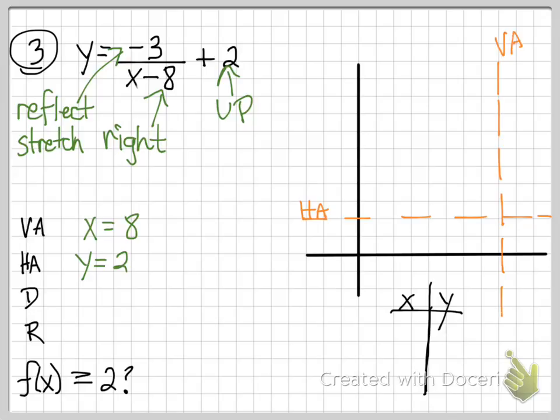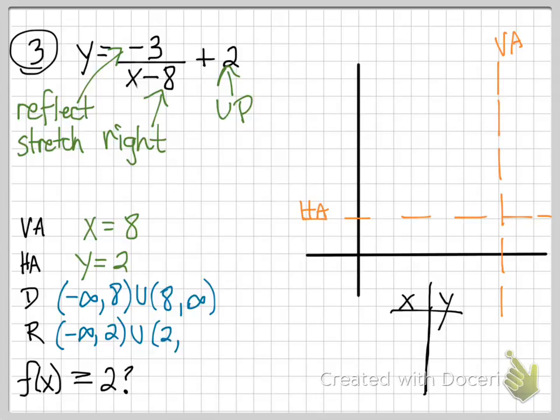Okay, now that we've got those placeholders, we could go ahead and do domain and range. Because our domain is going to be everything except the vertical asymptote. So I'm going to go from negative infinity to 8, and then from 8 to positive infinity. In my range, I include everything except the horizontal asymptote. So I go negative infinity to 2, and then from 2 to infinity. So no matter which quadrant my curve is in, no matter what points I use, I know it's not going to touch those two lines.